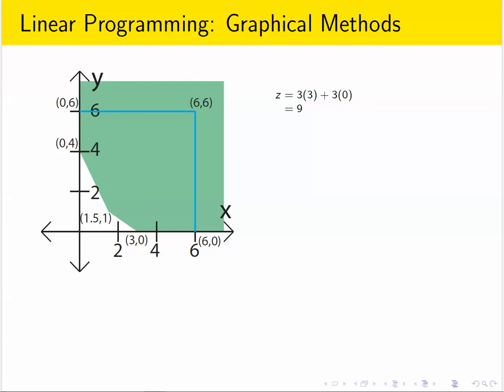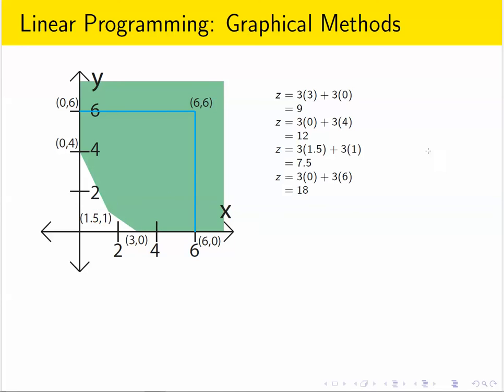So let's start by plugging in the corners. If we plug in 3, 0, which is one of our original corners, we get an output of 9. If we plug in 0, 4, which is one of our original corners, we get an output of 12. And if we plug in 1.5, 1, one of our original corners, we get an output of 7.5, just like from earlier. Now let's see what happens when we plug in the extra corners we got, the artificial corners, from adding these artificial edges to make the region bounded.